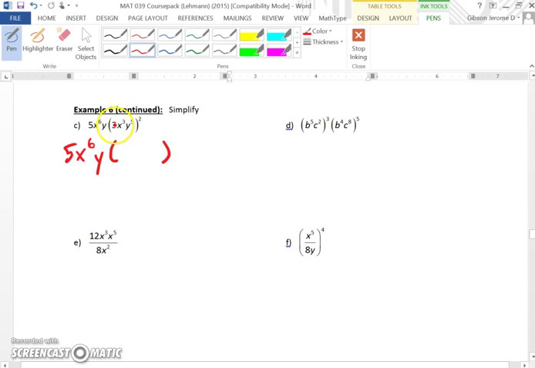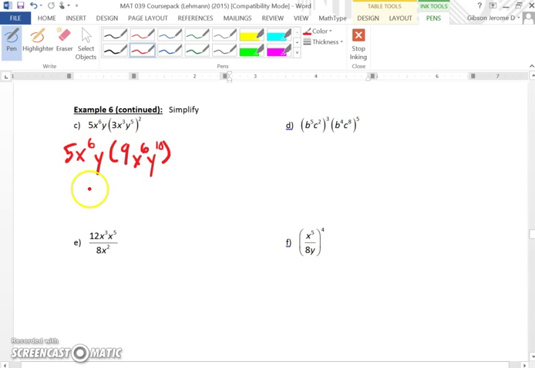Now in this parenthesis, we know this would be basically 3 to the 1st to the 2nd, which would be 3 to the 2nd, which is 9. We have x to the 3rd to the 2nd. We keep this base. 3 times 2 is 6. We have y to the 5th to the 2nd. 5 times 2 is 10. So that would be y to the 10th.